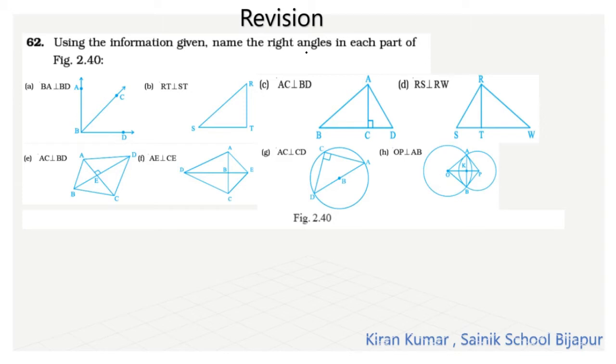Using the information given, name the right angles in each part of the figure 2.40. In total, there are the figures named as A to H. We have to look into each figure and mention the right angles. Let's do one by one. In the first, we have BA perpendicular to BD. So there is a right angle which is angle ABD. The right angle is angle ABD. Same way we will do for all the right angles.